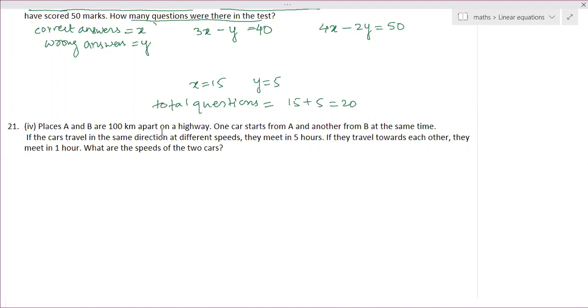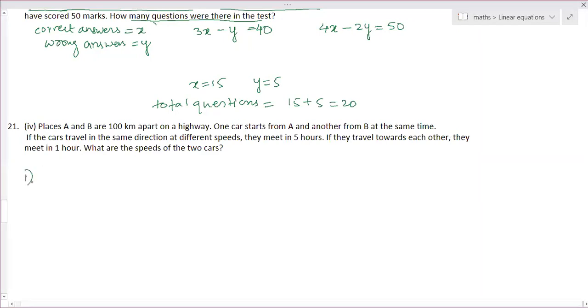Okay, listen everyone now. Be very clear with this question. This is an important question. Places A and B are 100 kilometers apart on a highway. One car starts from A and another starts from B at the same time. If the cars travel in the same direction at different speeds, they meet in 5 hours. If they travel towards each other, they meet in 1 hour.